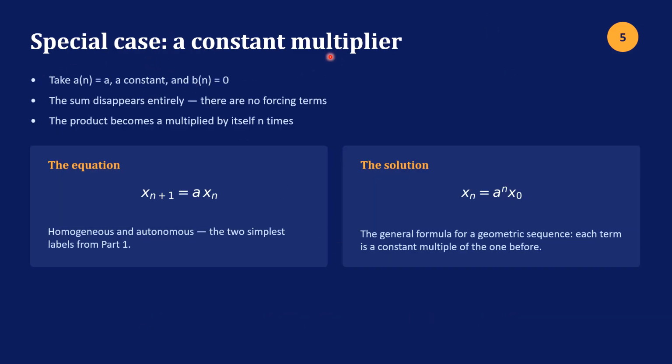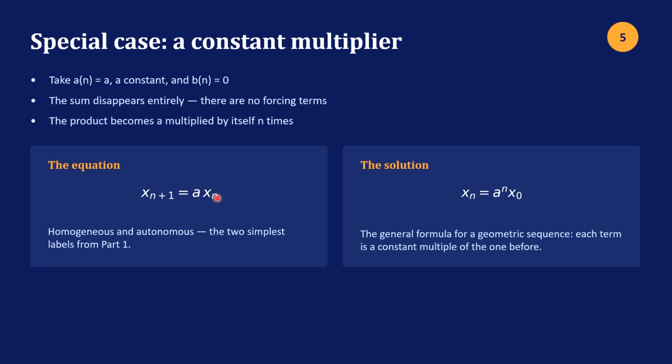So I have a simple example here. We'll let our a of n equal a, so that's a constant, and b of n equals 0. So now we do have homogeneous and autonomous. The equation becomes this now.